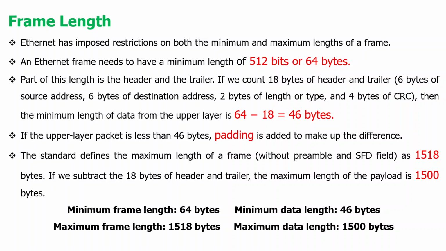So if the data from the upper layer is less than 46 bytes, then padding will happen, and if the data from the upper layer is above 1500 bytes, then it will be divided into two Ethernet frames, and an extra frame will be sent. So these are the restrictions imposed on the frame length of the Ethernet frame. Thank you.